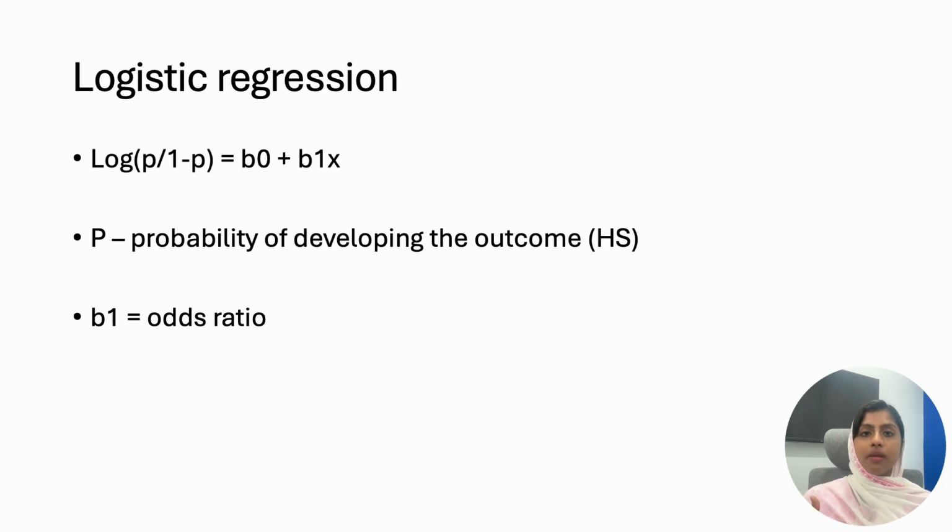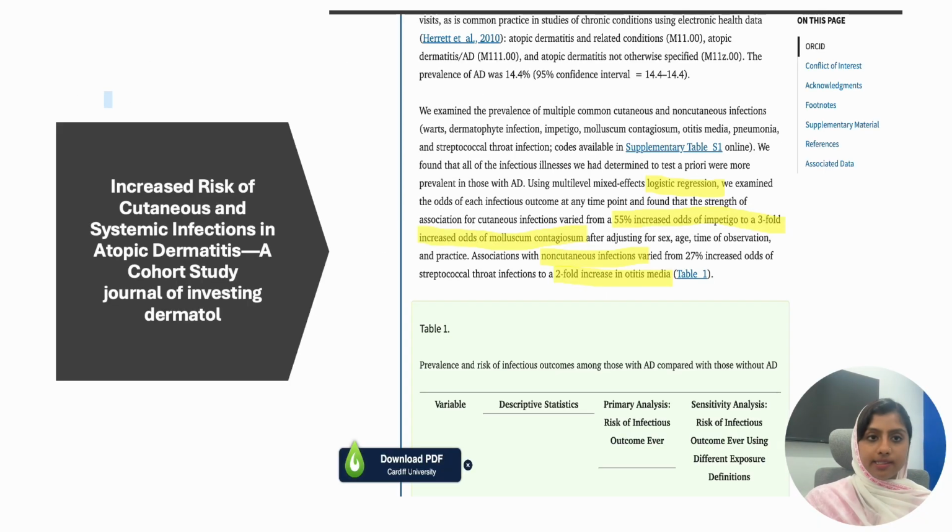So now I'm going to take you through some exercises where you can apply whatever we have learned as the measure of association in some of the studies. As a part of this lecture, I've taken some dermatology research articles. So let's start. This is a study on increased risk of cutaneous and systemic infections in atopic dermatitis patients, which is actually a cohort study. This is one of the articles published in the Journal of Investigative Dermatology.